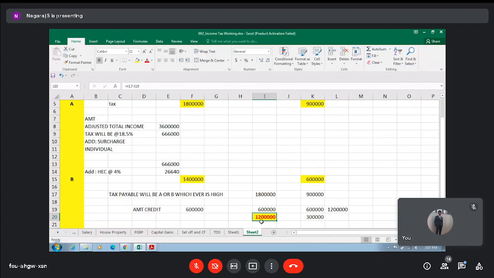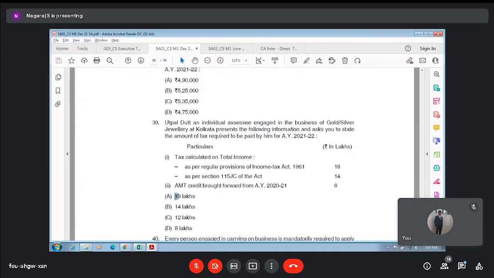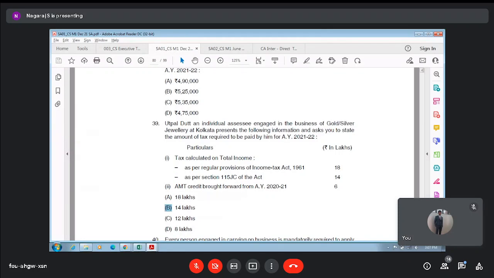The answer will be given. 18 lakhs will also be given, 14 lakhs may be given, 12 lakhs is also given, and 8 lakhs, I don't know how they have got 8 lakhs. What is the tax payable? 14 lakhs. What is the answer? B, question 39.